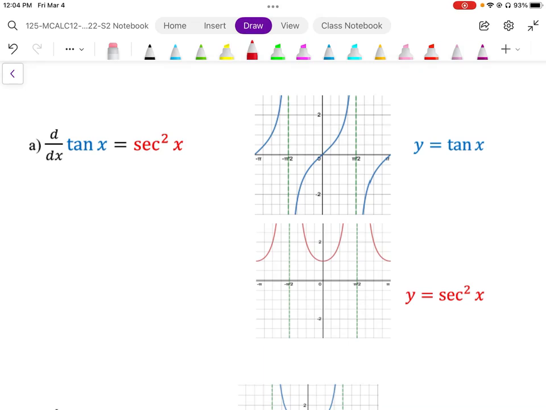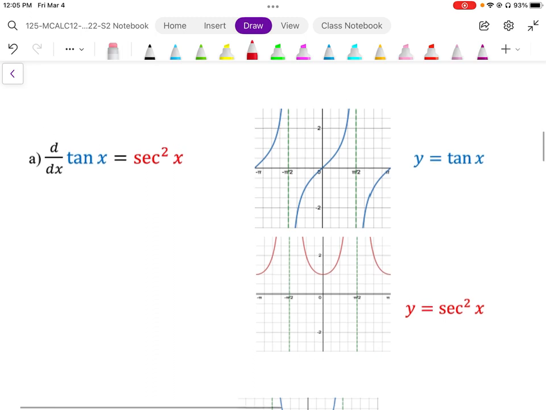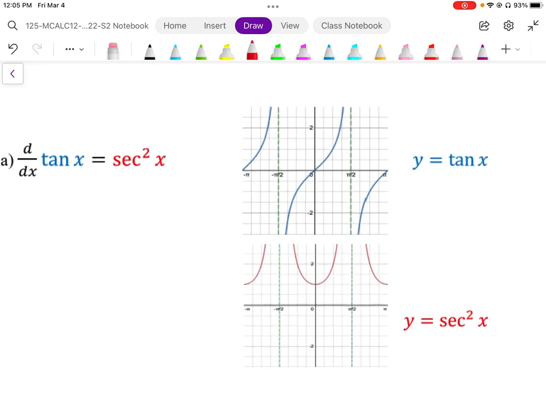So this is another defined function, a defined derivative. The derivative of tan, or the slope function of tan, is going to be the secant squared x graph. So I've drawn here tan x, and I've drawn here secant squared x, and we can kind of see, based on some of the criteria that we've been using.